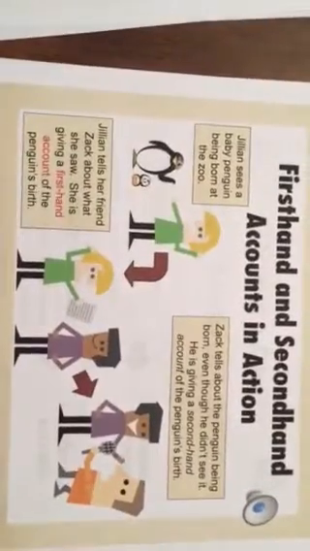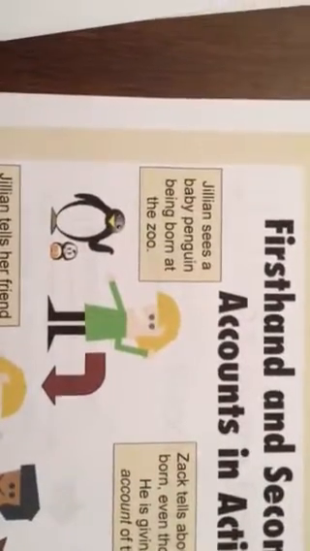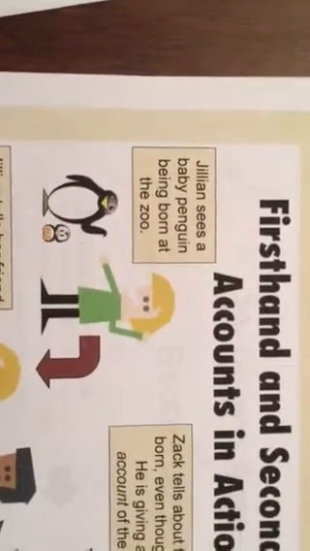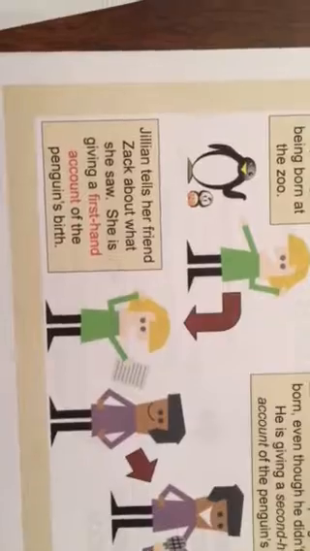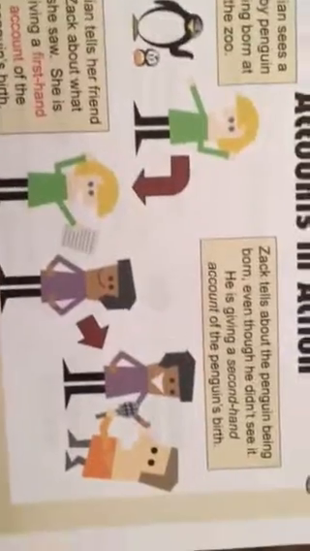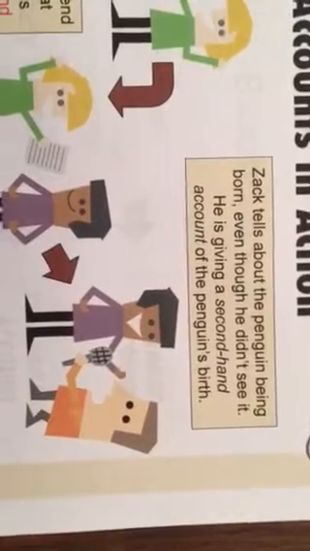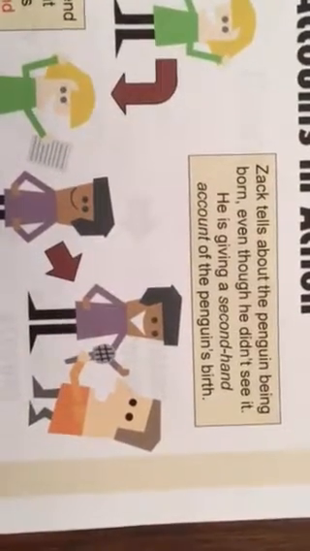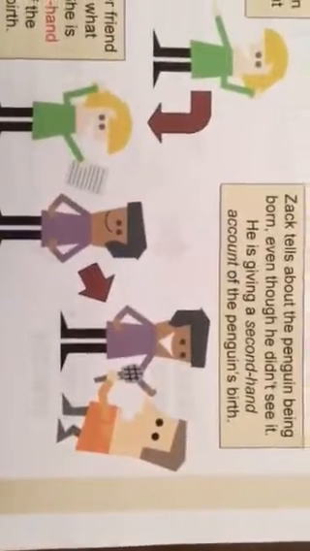So this is a really cute scenario in action to tell you how first-hand and second-hand accounts occur. So you'll see we have this first scenario where Jillian sees a baby penguin born at the zoo. So she's so excited, she watched it happen. What a cool moment. So because she's so excited, she tells her friend Zach about what she saw. So she's giving a first-hand account of the penguin's birth. She was there, she experienced it, she knows the most about it. Well, Zach thinks it's really cool, so he tells about the penguin being born, even though he didn't actually see it. So this is a second-hand account of the penguin's birth. Notice that he used the information that was given to him by Jillian to adequately tell that story.